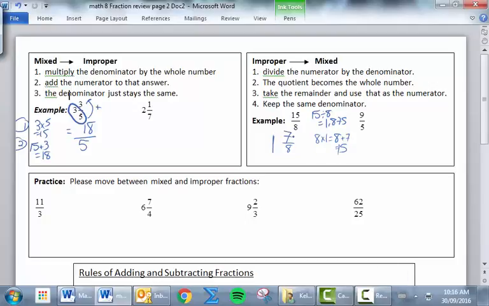So that's my numerator. Right, 7/8 is kind of what's left over, right? If it were 16 over 8, that would be a nice solid 2. Okay, so why don't you try 9/5? And then the questions below, changing them from either improper to mixed or mixed to improper.